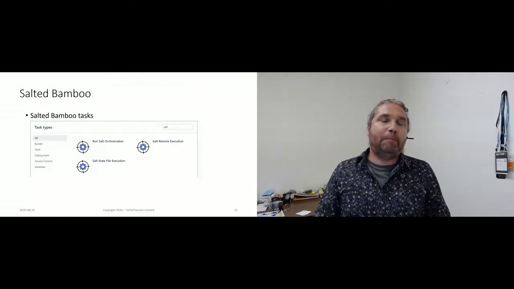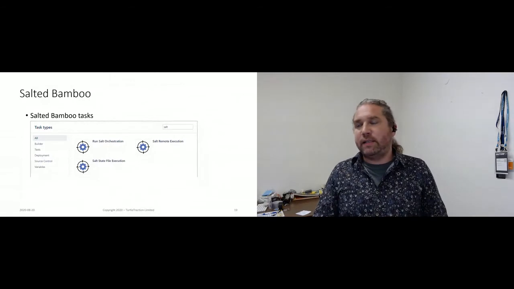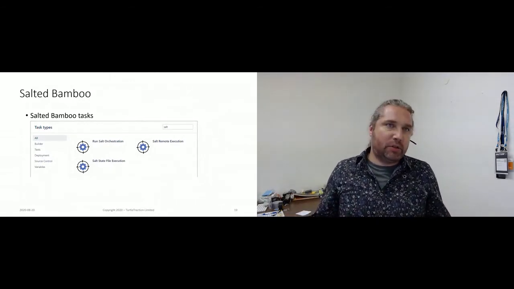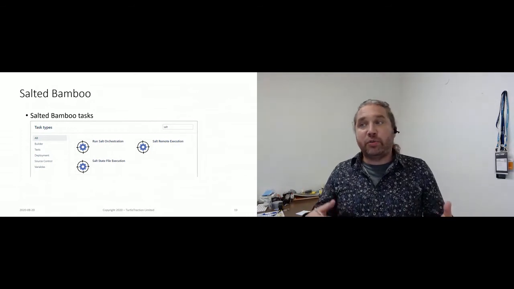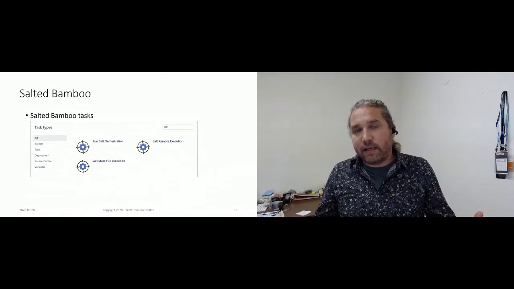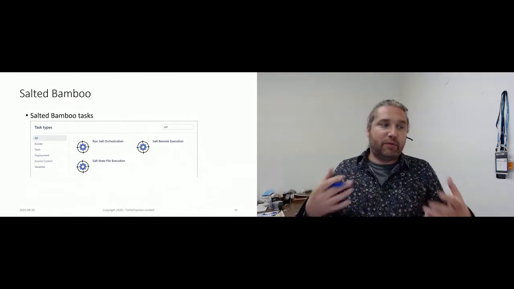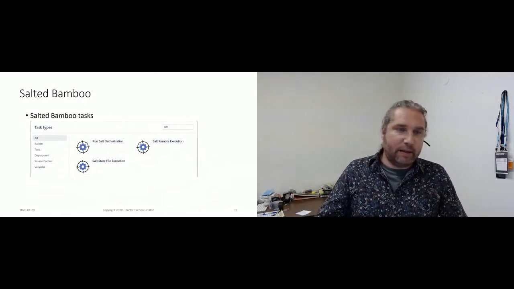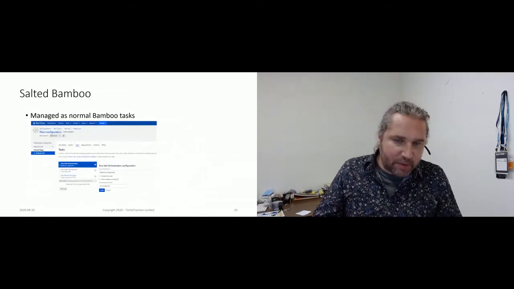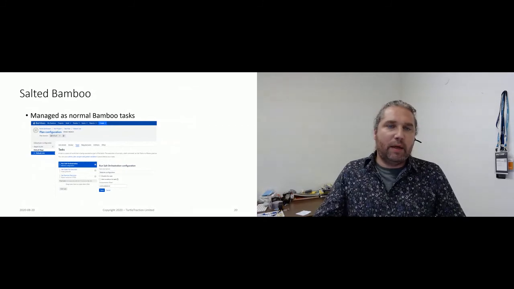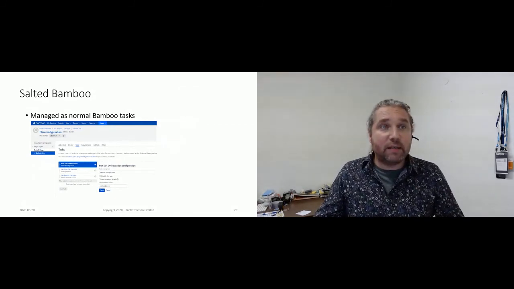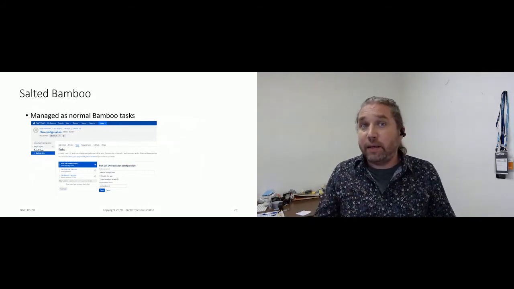So, for instance, say that we would like to build a code base, and we would also like to have that tested on some integration service. If we already have this integration service in Salt, we just plug into Salt with the task and execute it from within the Bamboo workflow. And it would then look something like this. We manage them as normal Bamboo tasks with all the dependencies there might be.